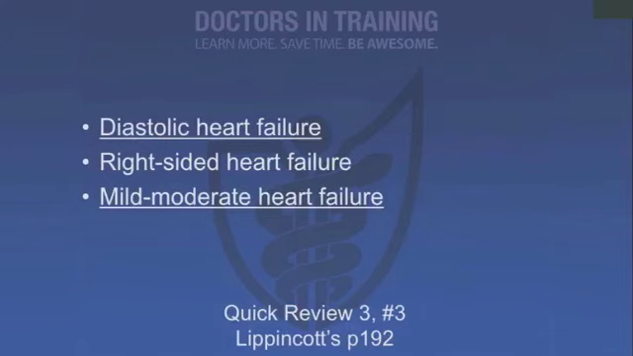Next question. Digitalis is not indicated for patients with what type of heart failure? So this is a great question. You're going to get this on the wards or on a test question. Diastolic heart failure, right-sided heart failure, and mild to moderate heart failure. So you're not going to use digitalis or digoxin, right side of the heart, diastolic, or mild to moderate. So you're going to use a lot of other medications before you start grabbing for the digitalis.